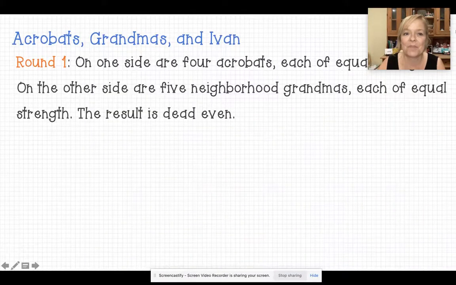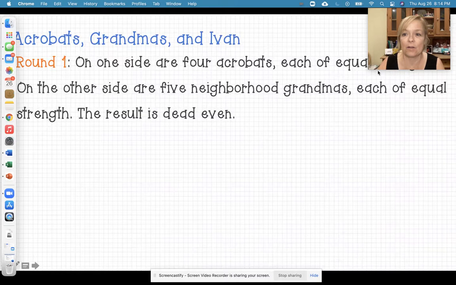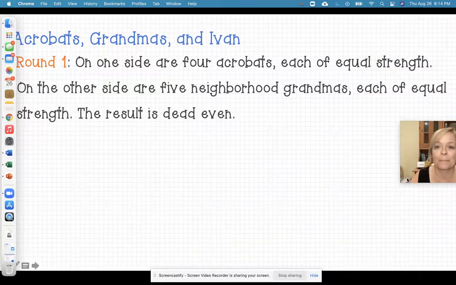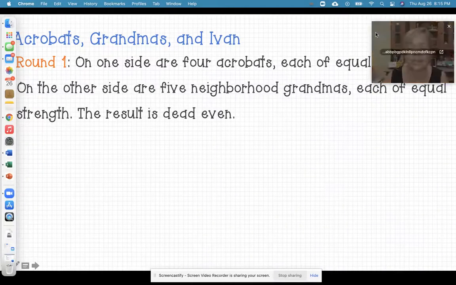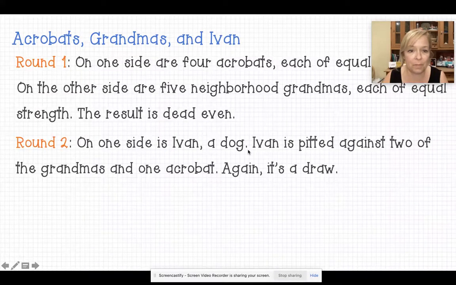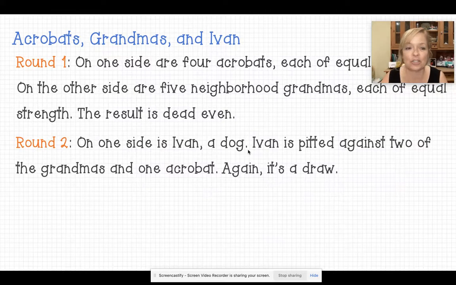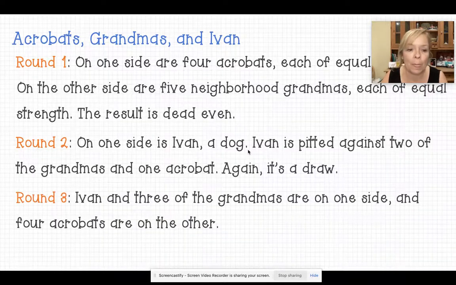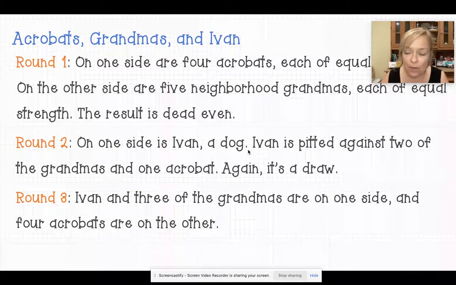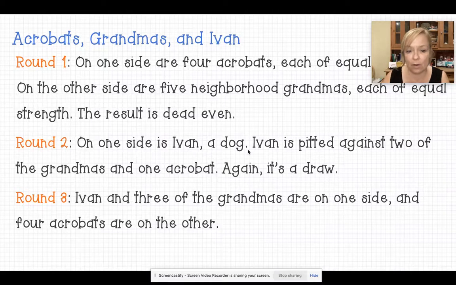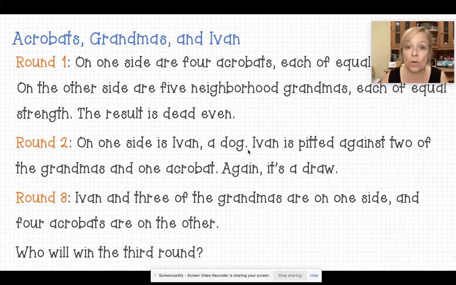On round 1, on one side, there are 4 acrobats, each of equal strength. On the other side, there are 5 neighborhood grandmas, each of equal strength. The result is dead even. In round 2, on one side is Ivan, a dog. Ivan is pitted against 2 of the grandmas and 1 acrobat. Again, it's a draw. And in round 3, Ivan and 3 of the grandmas are on one side and 4 acrobats are on the other. Who will win the 3rd round?